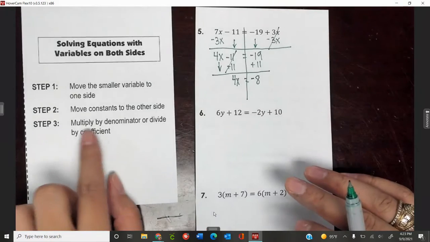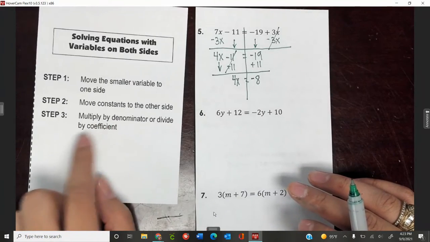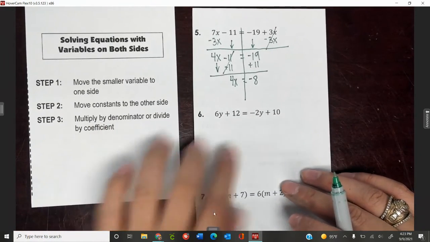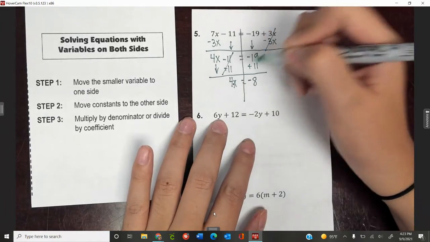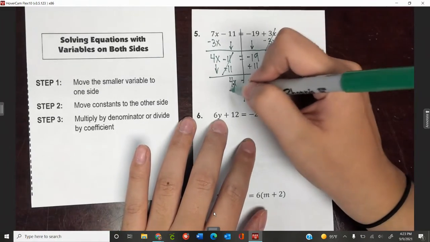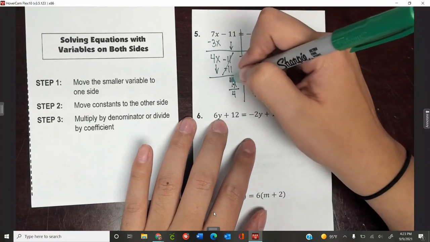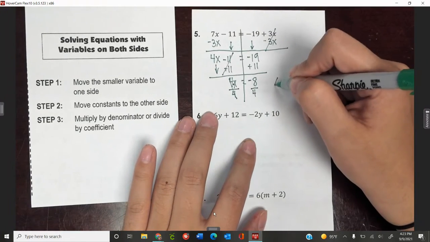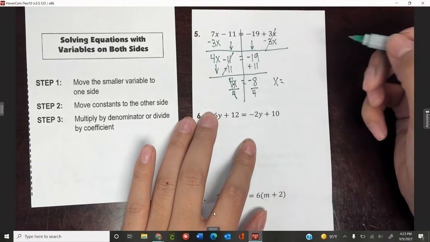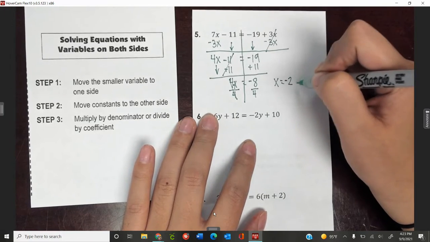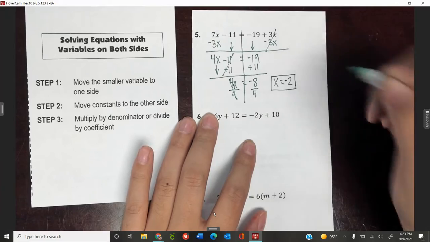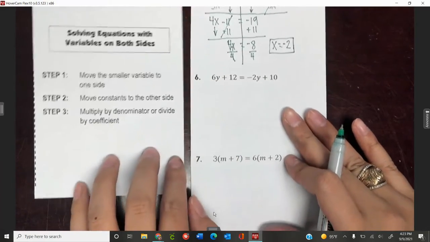So now we want to multiply by our denominator or divide by our coefficient. Right now, your variable is being multiplied by 4. So to undo multiplication, we will now divide by 4 on both sides. So my 4's cancel out. I'm now left with x equals negative 8 divided by 4, which is negative 2. Okay, so that's number 5.